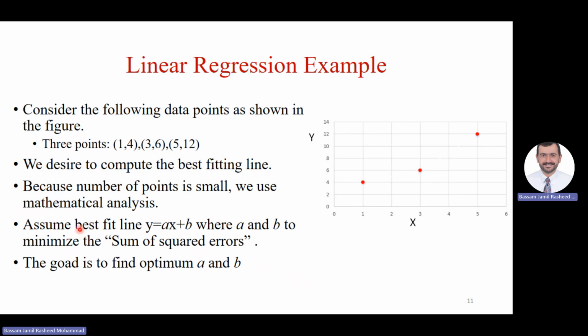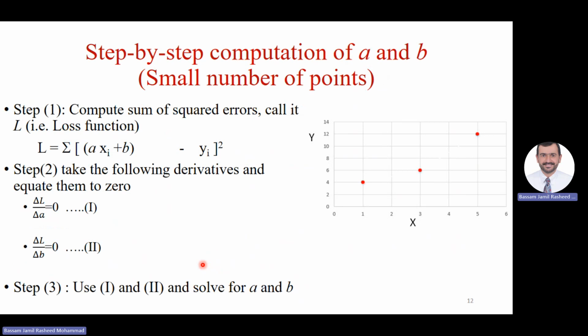So we want to find a and b that minimize the cost function, or the sum of squared errors, or the sum of the squares. So let's go and find the optimum a and b. Okay, so we're going to go through these steps. We'll compute the cost function, and so we will sum all these squares. Then we'll take the derivative of the cost function, or the loss function, with respect to a.